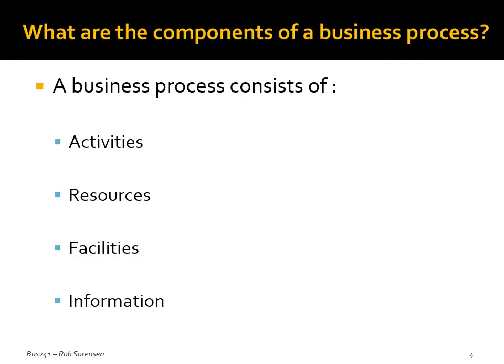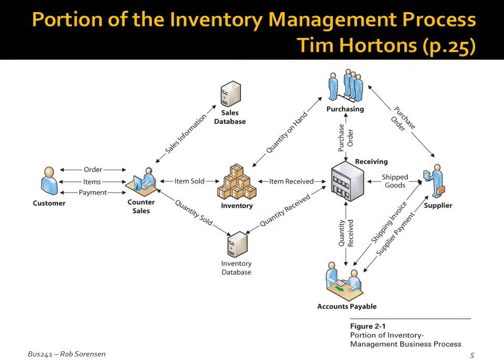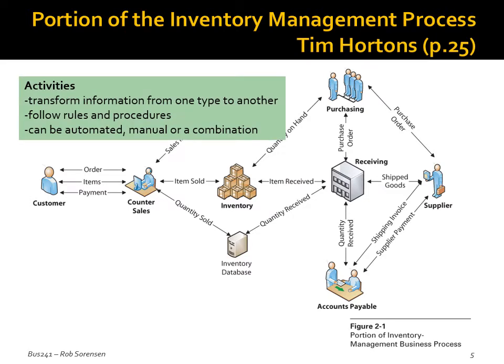Now, in our book, they describe a business process as consisting of activities, resources, facilities, and of course information to help keep it all together. And so if we go back to that diagram, we can have a look and say, okay, activities, they transform information from one type to another. They follow rules and procedures, right? Maybe they're manual, maybe they're automated, maybe a combination of both. So the payment activity, well, we saw that that triggered all sorts of things.